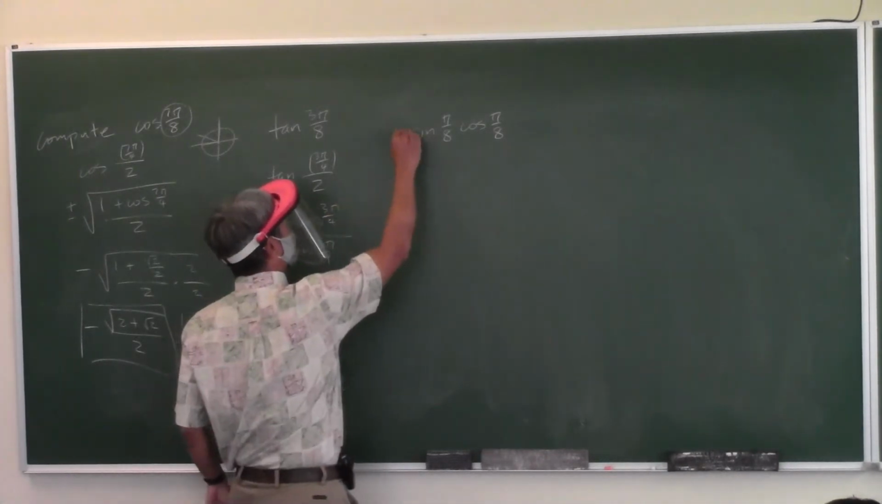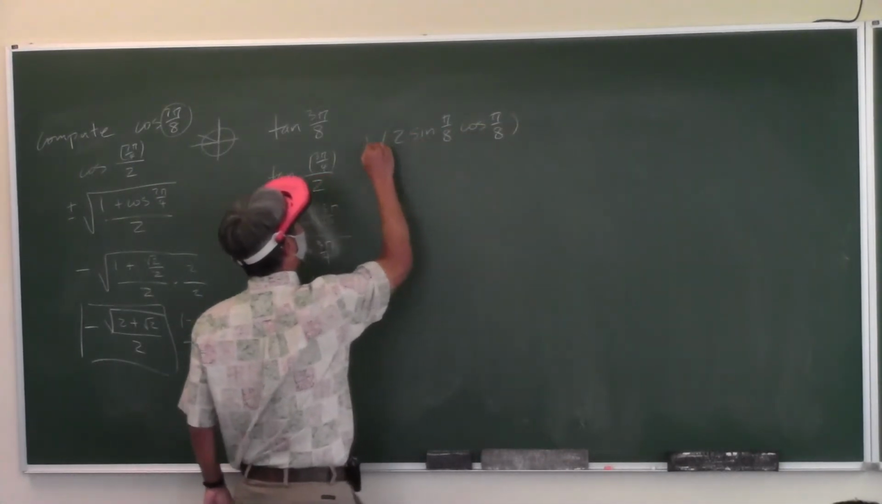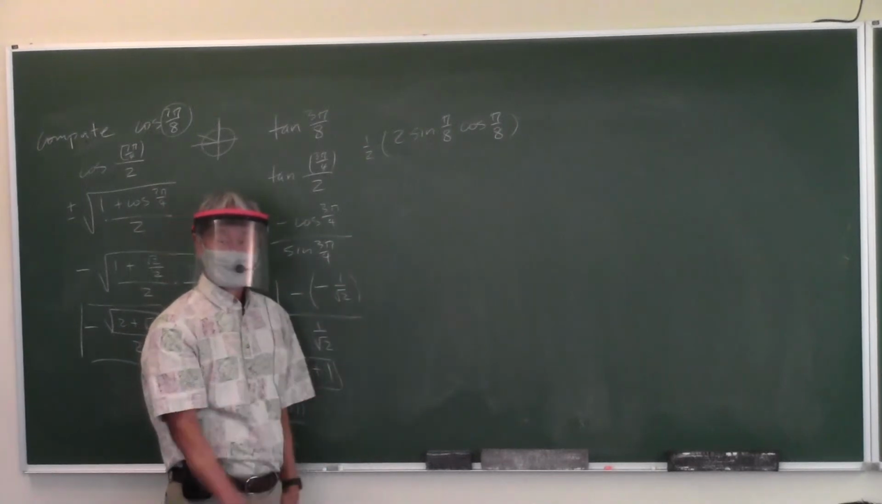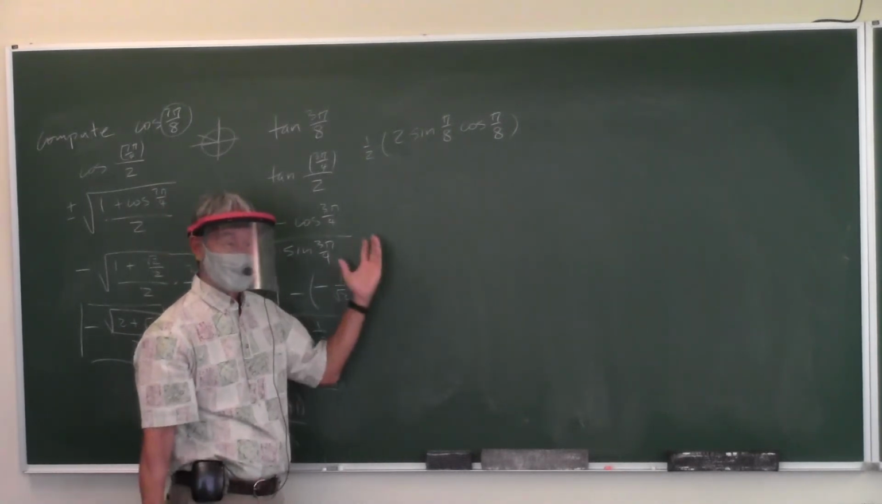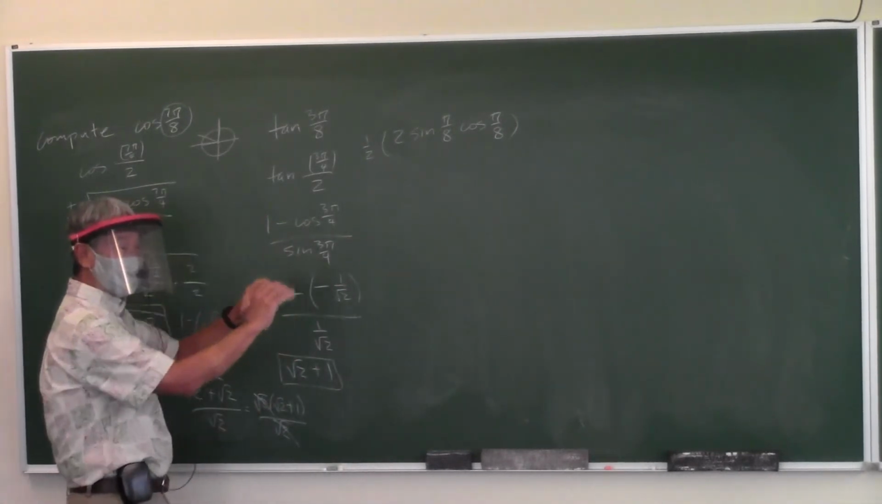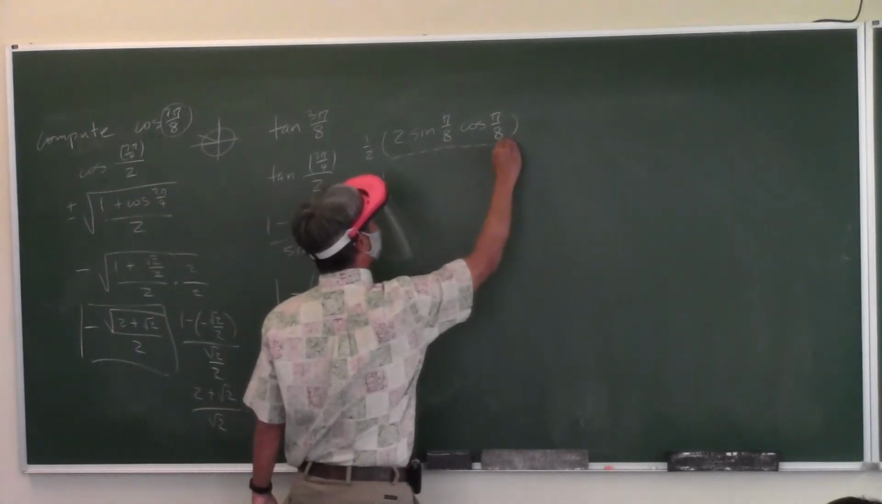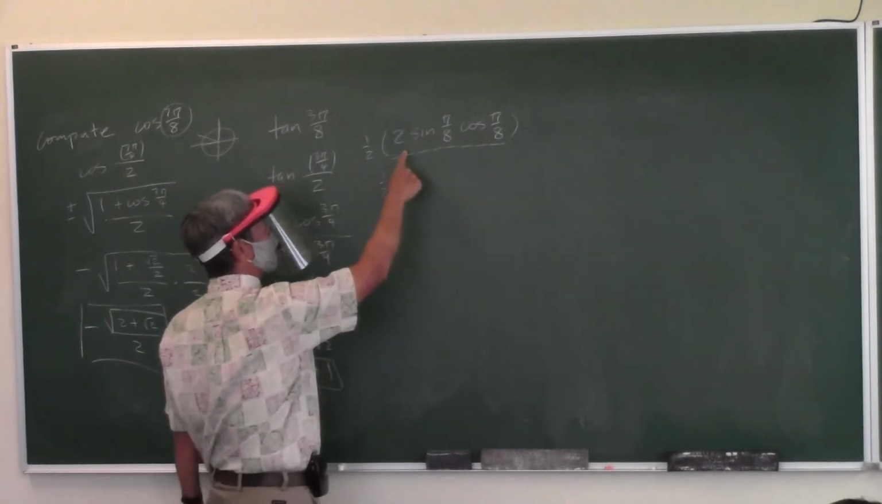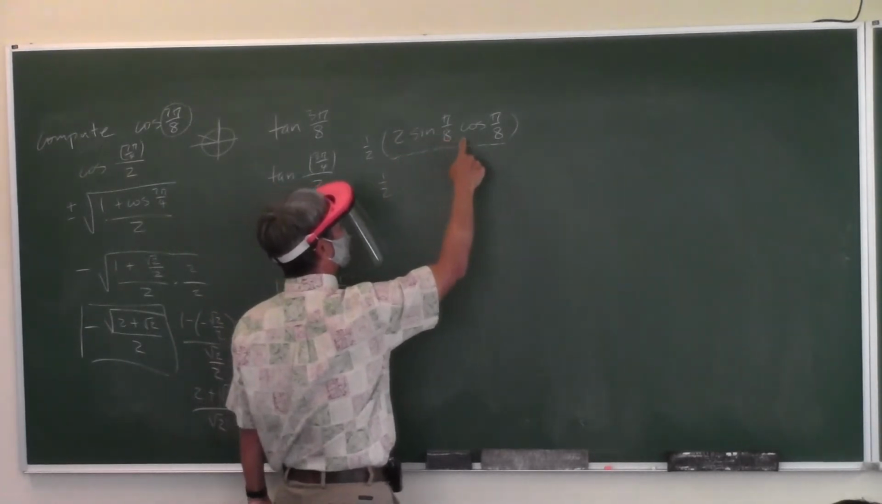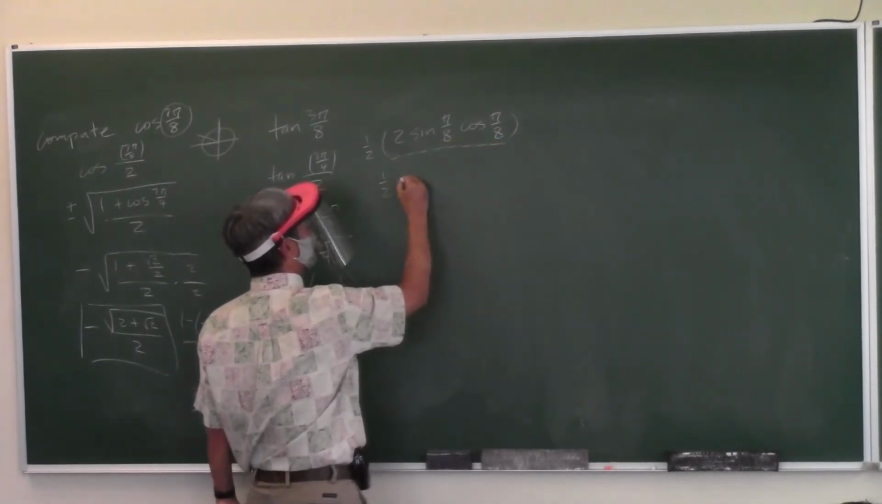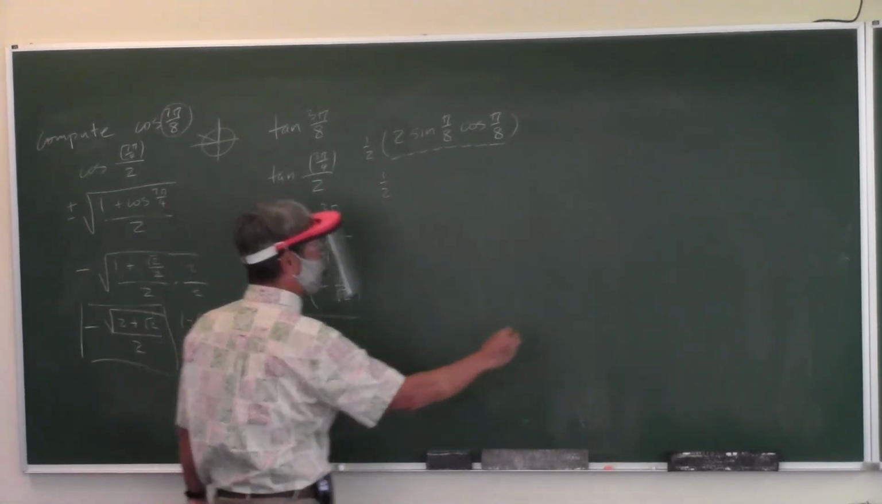Well, how about just put the 2 there and then put a 1/2 outside there? Because then, right, 1/2 times 2 is 1. This is the original problem. And then, what is the identity for 2 sine theta cosine theta? Here, let me write it for you.